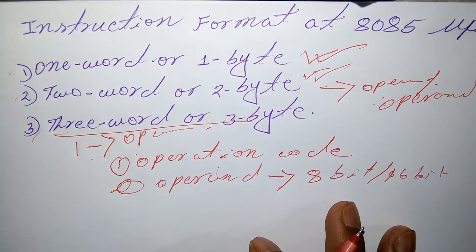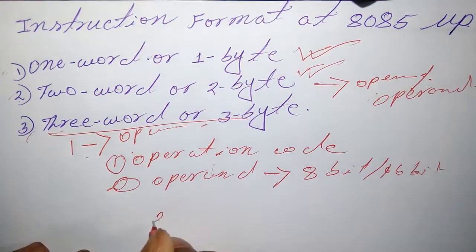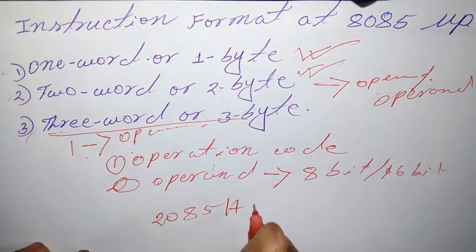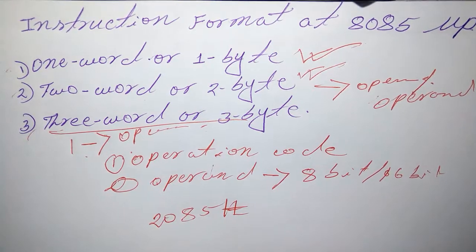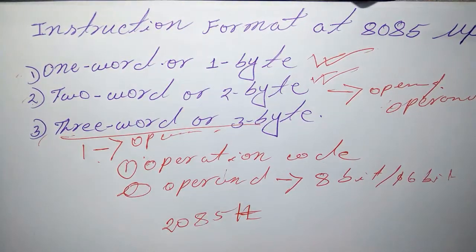Okay. So the task of a 3 byte instruction is to transfer the program sequence to the memory location 2085H. The instruction requires 3 memory locations to store in memory. So this is the instruction format of the 8085 microprocessor.